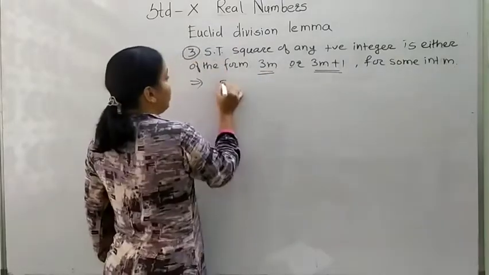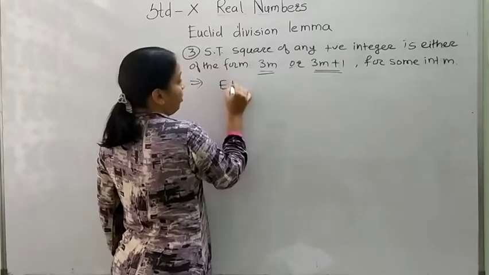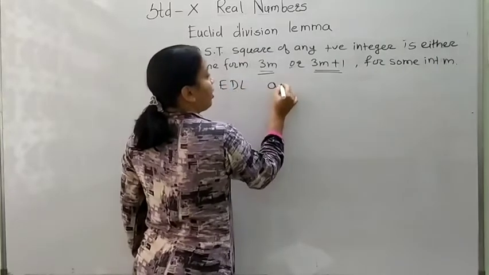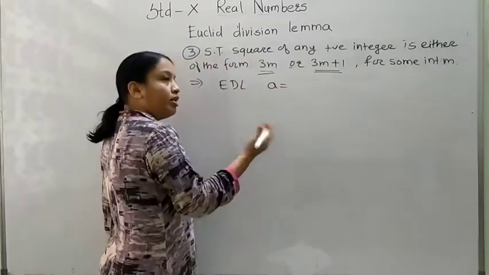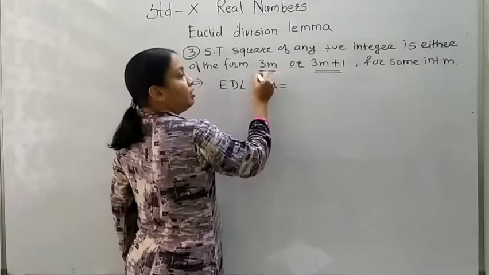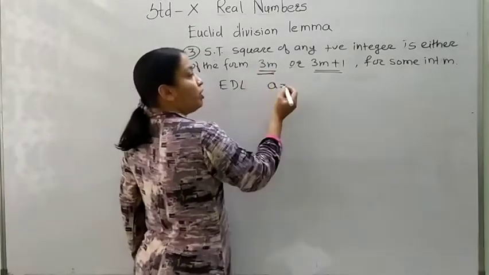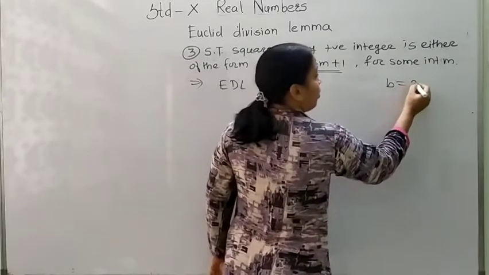So by Euclid division lemma, what can you write? Now what you want, that only you are going to consider. That is 3m we want. So we are taking b = 3.